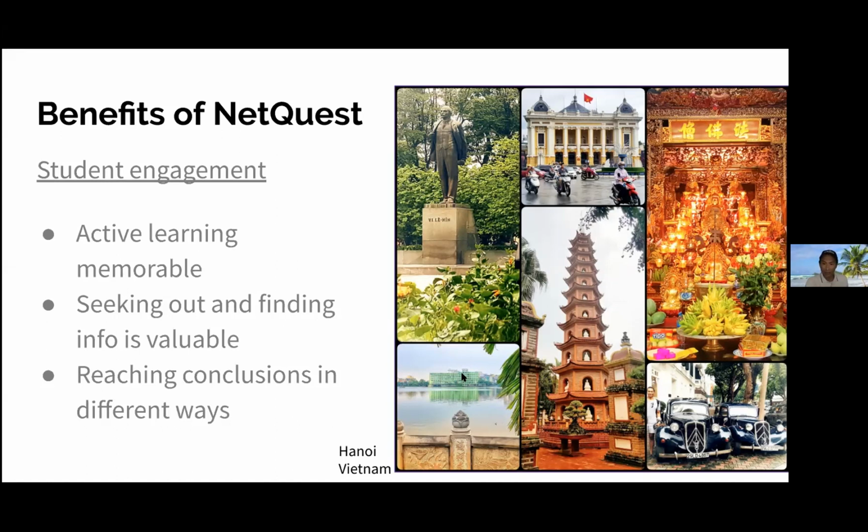Our backdrop here is some pictures I took in Hanoi. And again, I'm showing these to you to show the different types of places that you can have them think about, like the statue of Lenin. Why is he there? You know, he's a Russian person. Why would he be in Vietnam? And it wasn't for vacation.